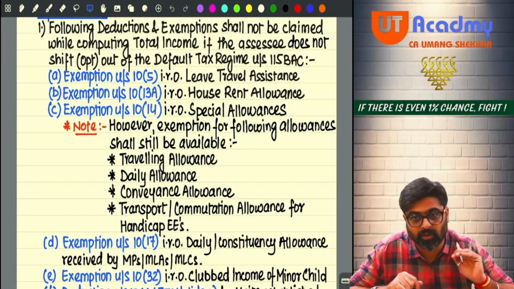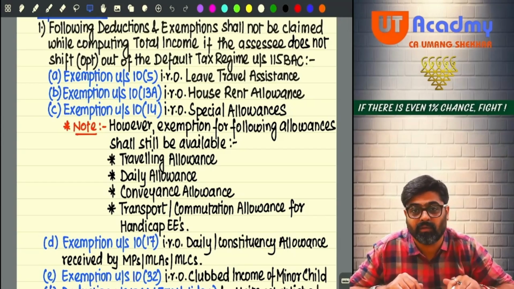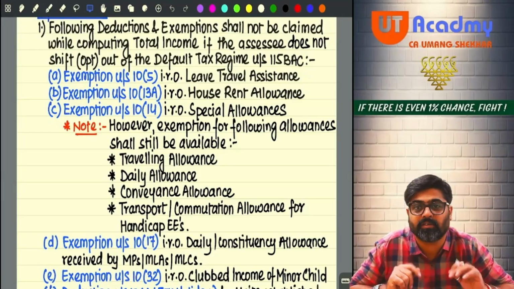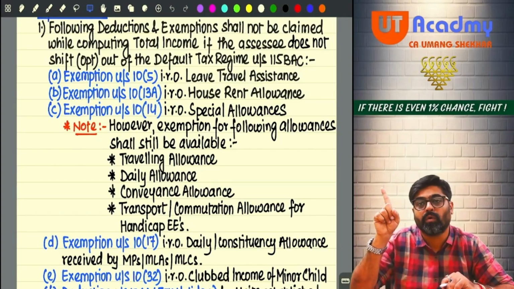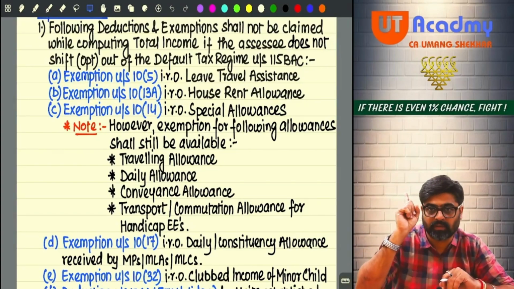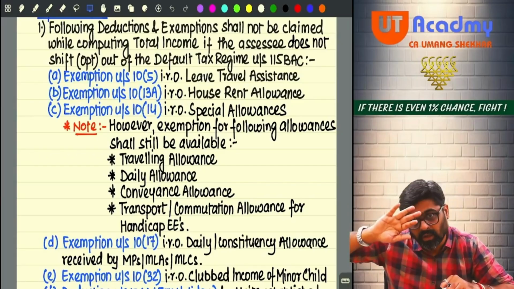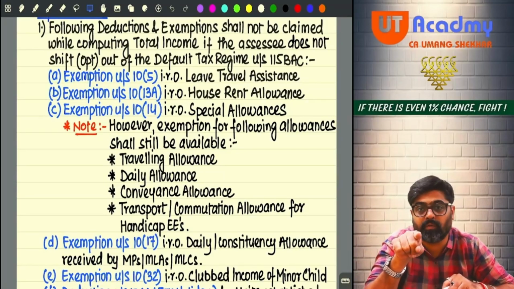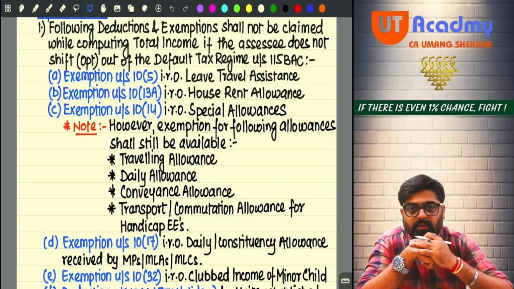Children hostel expenditure allowance, fully taxable here. Then do you remember running or outstation allowance? Fully taxable here. Tribal area allowance, underground area allowance, fully taxable here. Uniform allowance, fully taxable here. These allowances were exempt when you shift out; others are also exempt. But when you follow 115BAC, others are not exempt, but you can take the exemption for these four allowances.